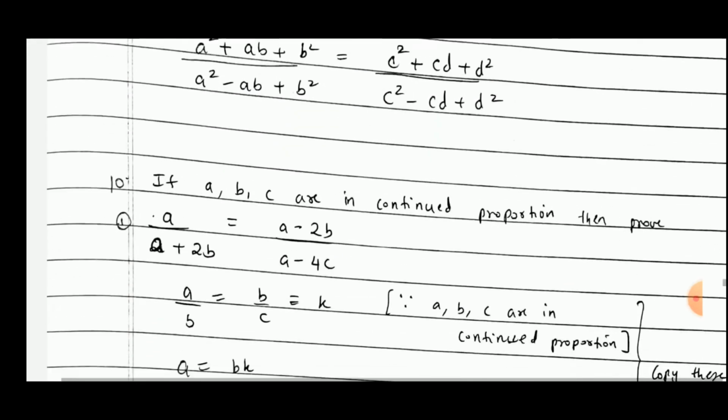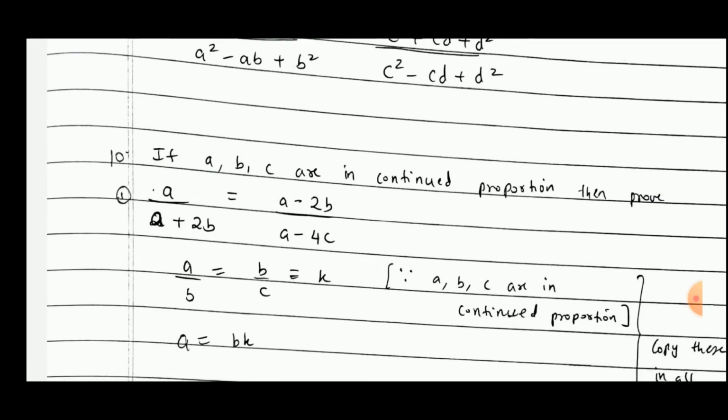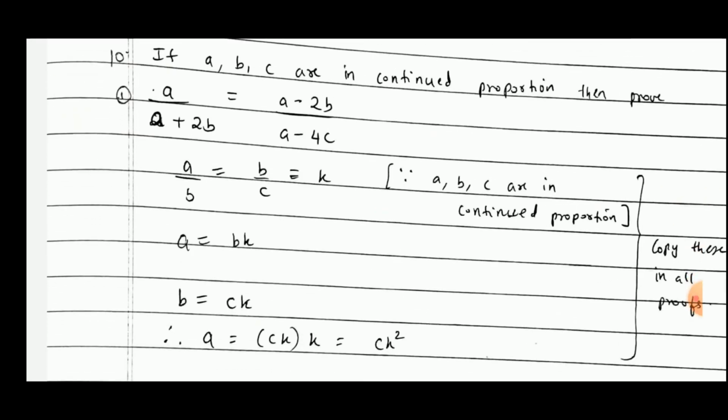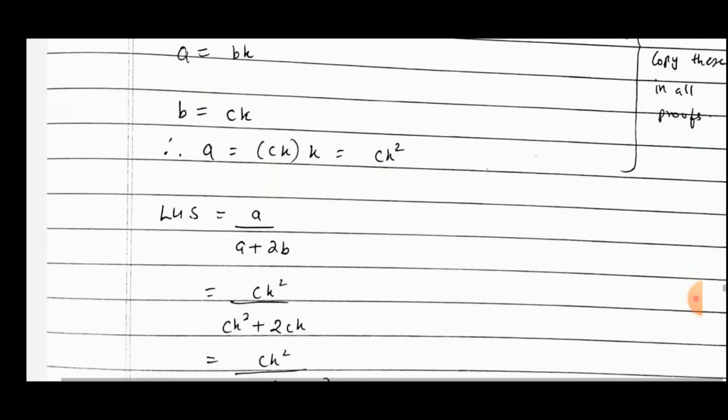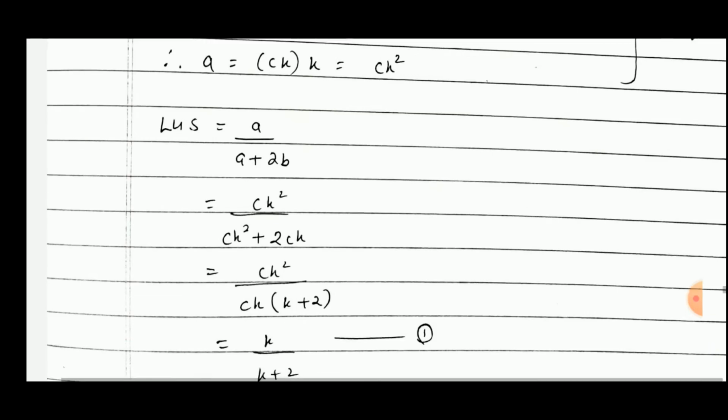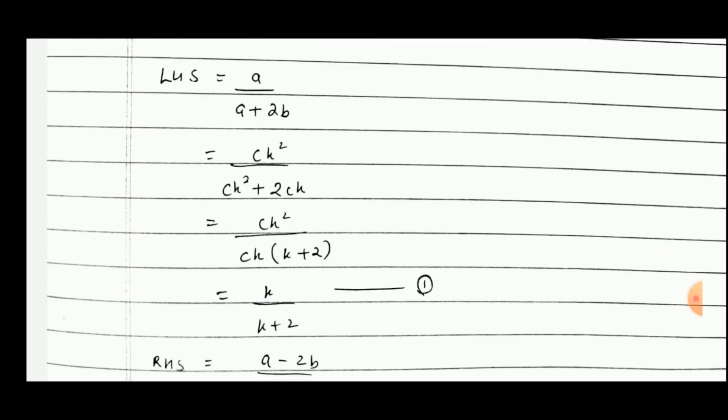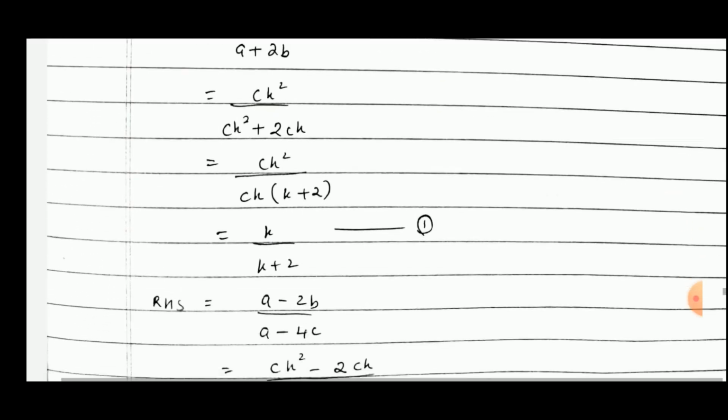Now 10th sum, a, b, c are in continued proportion. Prove that a upon a plus 2b is equal to a minus 2b upon a minus 4c. Let b is equal to ck, a is equal to bk, that is ck square. LHS is equal to, substitute the values here, take out ck square, cancels, so that is k upon k plus 2.